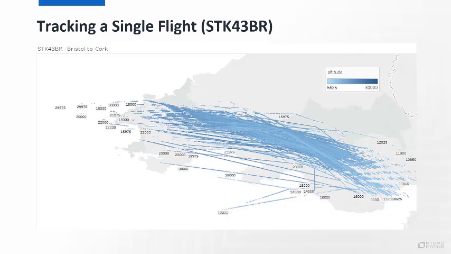Picking on just one scheduled flight, Aer Lingus flight STK-43BR from Bristol to Cork, this flight is now operated by Stobart Air, and I thought they just carried cargo up and down our motorways. As can be seen here, the majority of the flights follow a similar tracking, although there are clearly some that deviate off this well-worn track, not that tracks get worn into the sky.